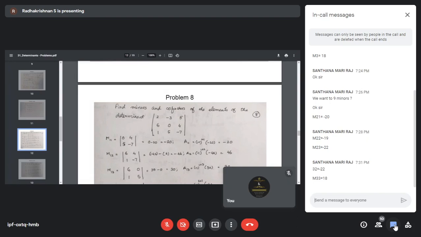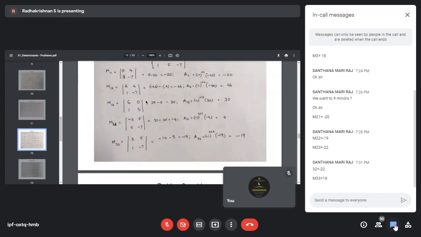Yes, sir. Yeah. So what is the last one? 3 3. Yeah, 3 plus 3. 18, sir. 18. Yeah. Plus 3 3 அப்படின்னா Plus 18, sir. Right. 2 into 0 minus 6 into minus 3, so plus 18. Minor as well as cofactor both are plus 18. So this is very important, how to write down, should practice.